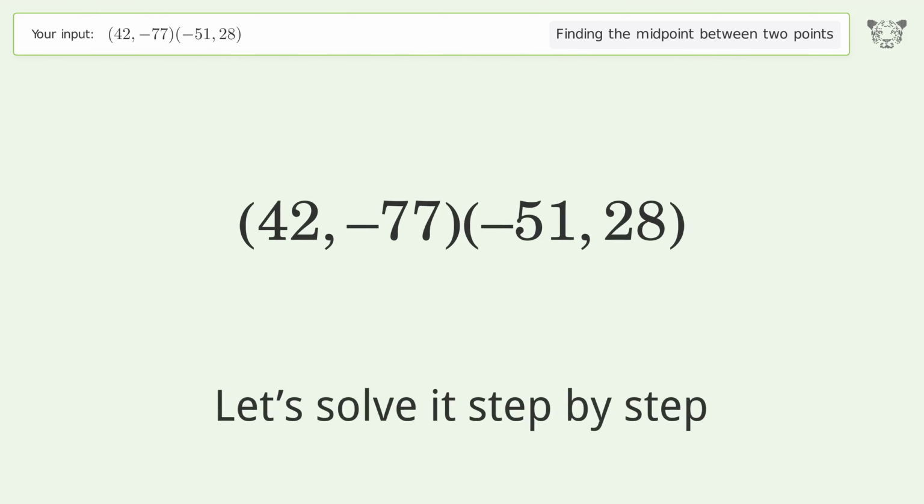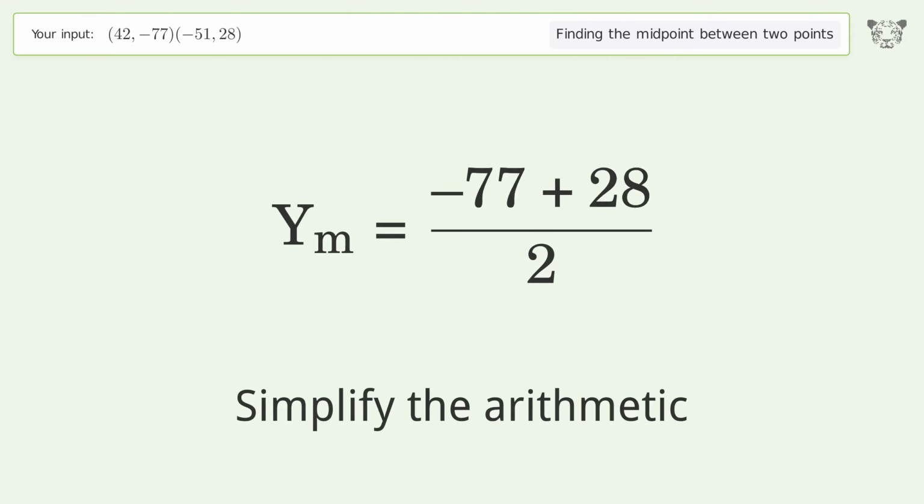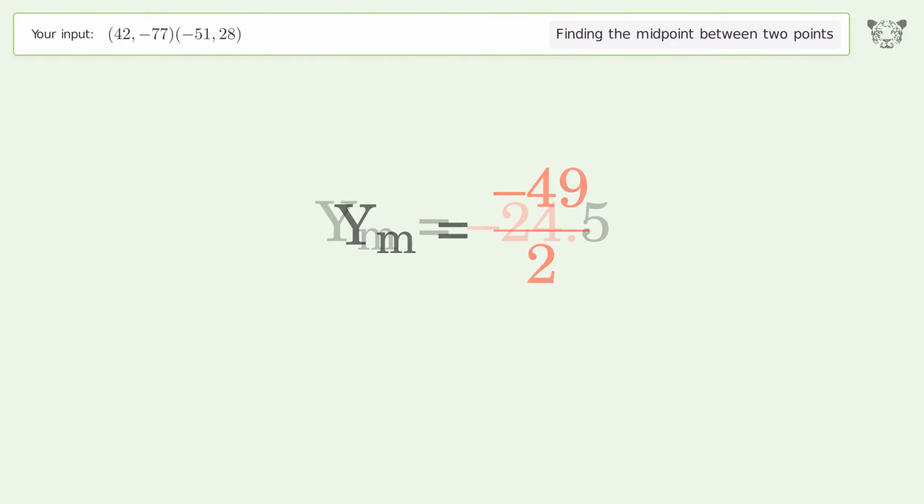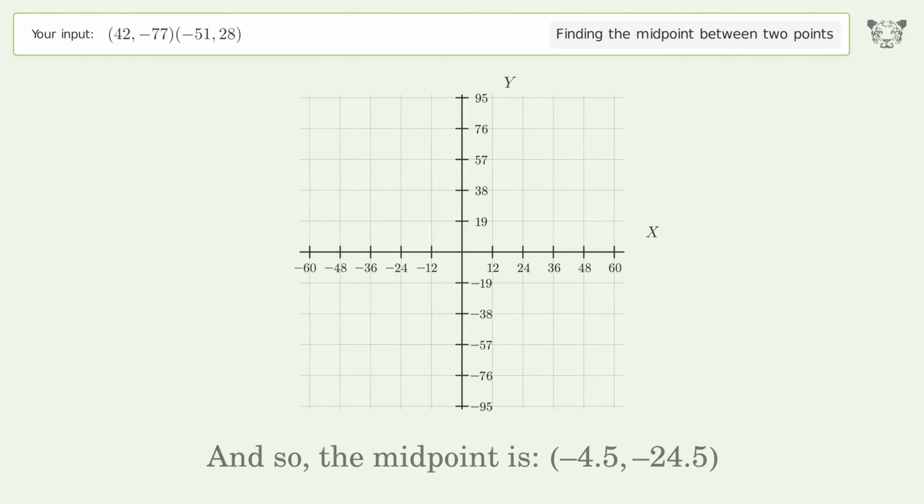Use the y values in the midpoint formula to find the midpoint's y. y1 equals -77. y2 equals 28. Simplify the arithmetic. And so, the midpoint is -4.5, -24.5.